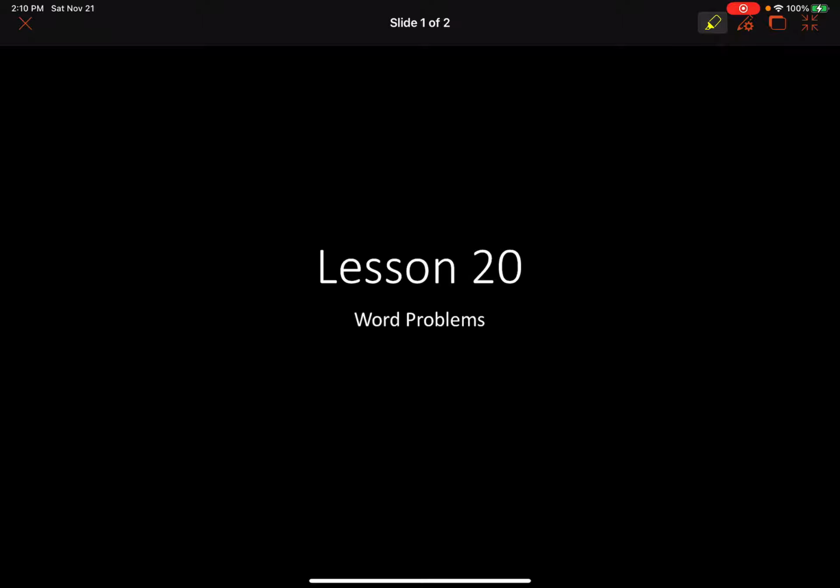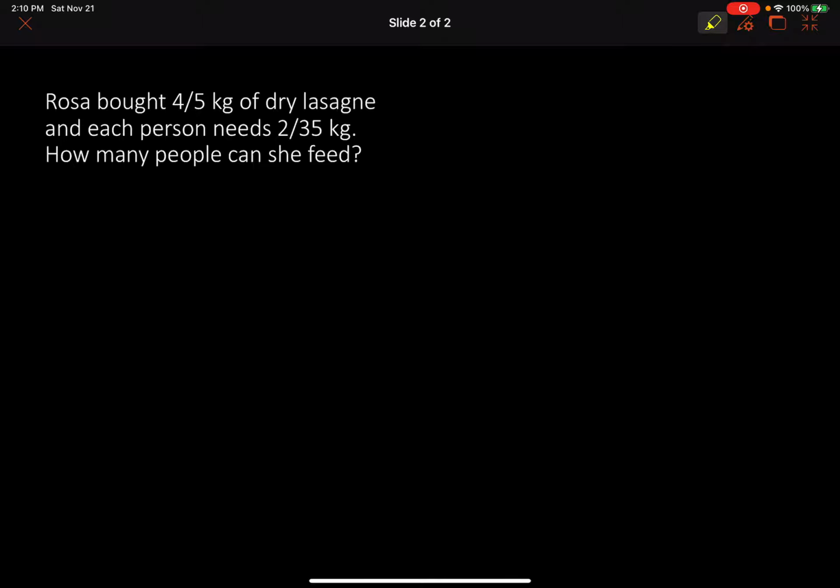Less than 20 word problems. So, looking at this problem here, Rosa bought 4/5 kilogram of dried lasagna, and each person needs 2/35 kilogram. How many people can she feed?